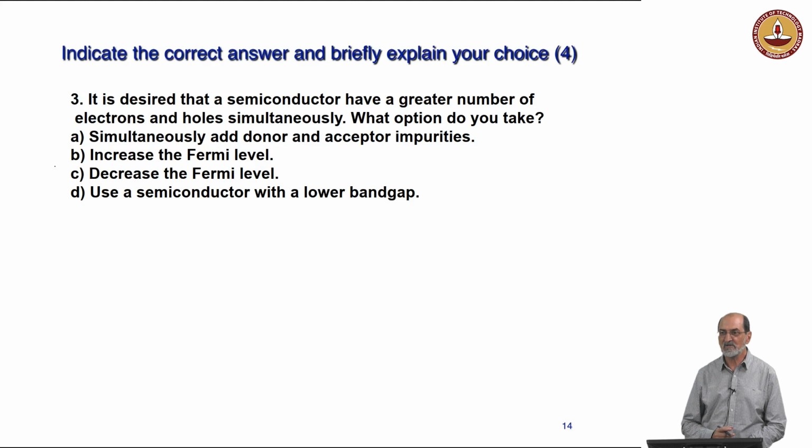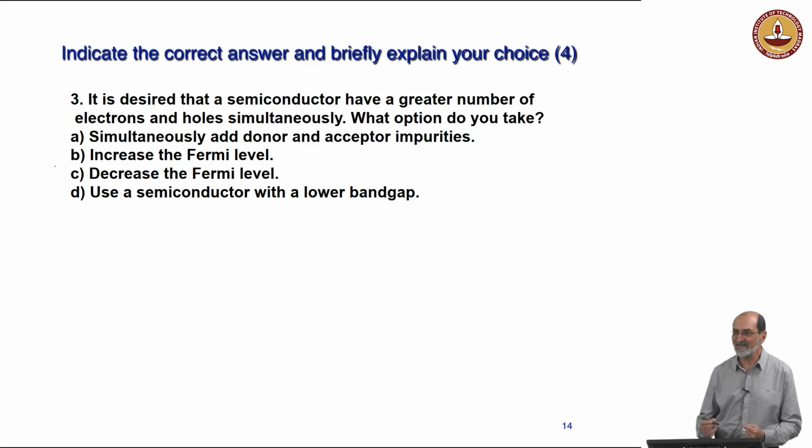Let's see. You are an engineer in a very important plant of semiconductors. Just to make it more exciting. It is desired that the semiconductor have the greater number of electrons and holes simultaneously. We had a similar question before, but it's more specific. What option do you take? Simultaneously add donor and acceptor impurities, you increase the Fermi level, you decrease the Fermi level, or you use a semiconductor with a lower band gap. Option D. Yeah, you're learning, you see? This is the correct one.